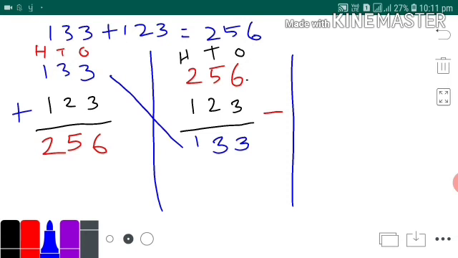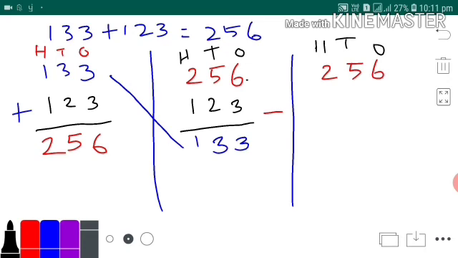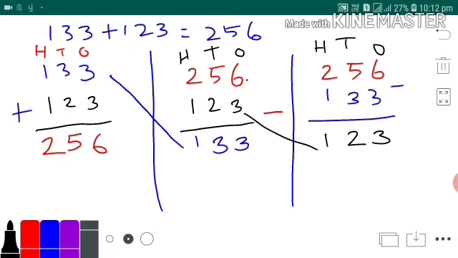Yes. Now let's check. I'm going to subtract the other addend from the sum. Here the sum is 256. I'm writing the place values. I'm going to subtract the other addend 133. So let's see what I'm getting. Subtract. So ones place, 6 minus 3 is 3. 5 minus 3 is 2. 2 minus 1 is 1. So am I getting the other addend? Yes. Am I right? So this is the relation.